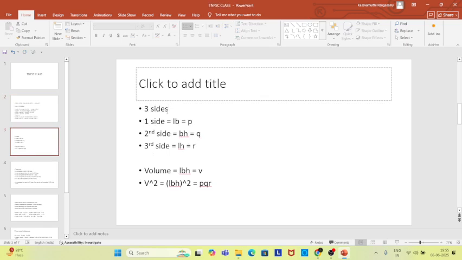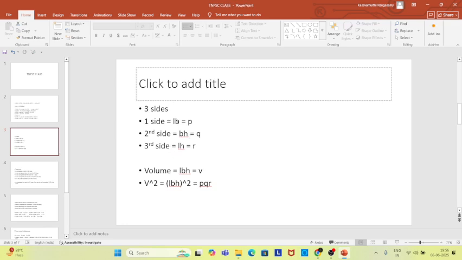There are 3 sides. On one side, you have length and breadth, so that is the area of one side. The second side has the breadth and the height, so that is B and H, where B is for breadth and H is for height. The third side is length and height.